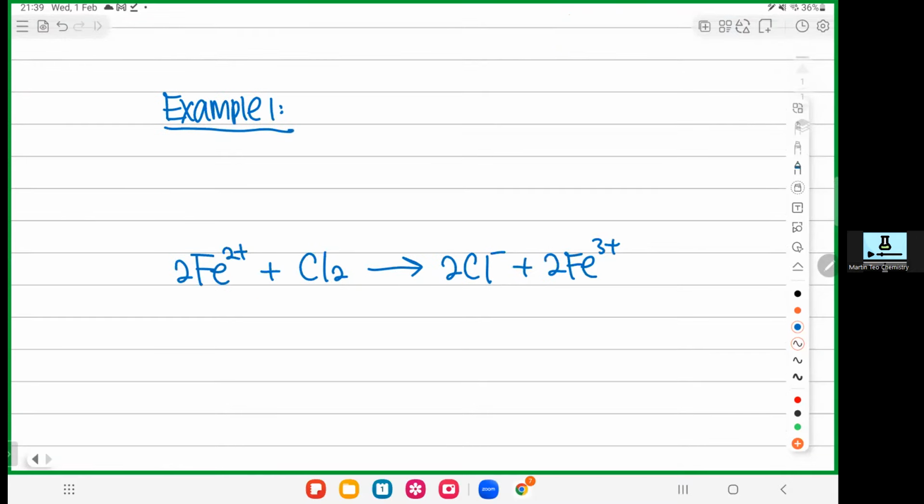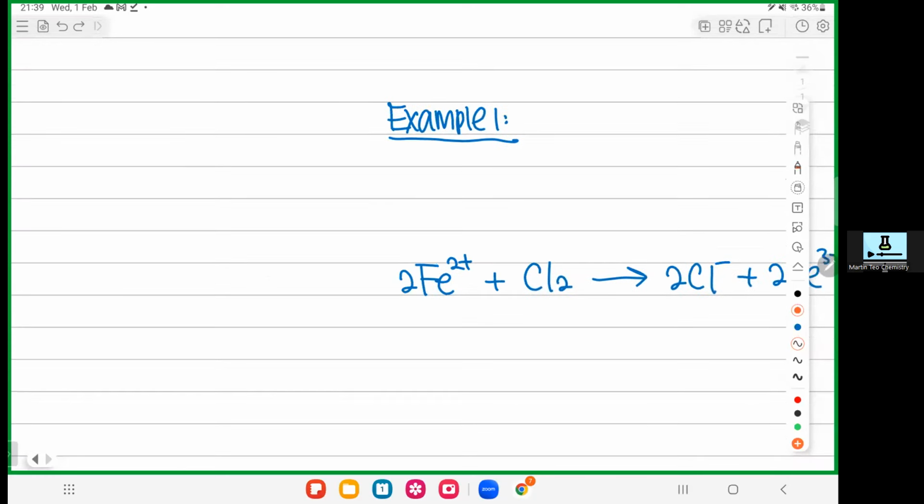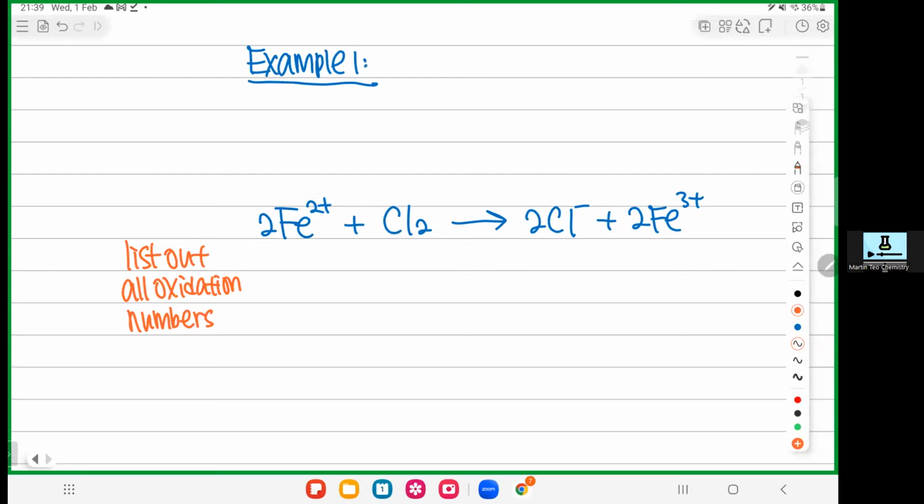Okay, so now let's say you have this question. Can we use oxygen method? No, there's no oxygen at all. Can we use hydrogen method? No, there's no hydrogen at all. So now we have to use oxidation number method. So when you want to do oxidation number method, first and foremost, first of all, you need to list out the oxidation number first. Okay? First of all, please list out all the oxidation numbers, on the left and the right. So can we do it together?